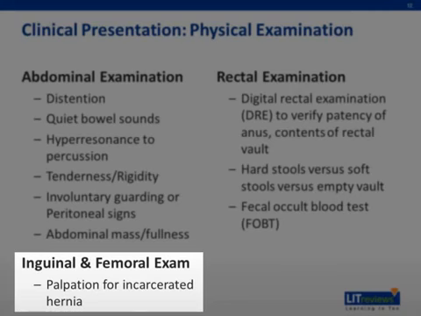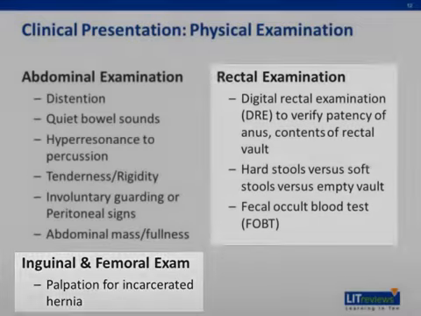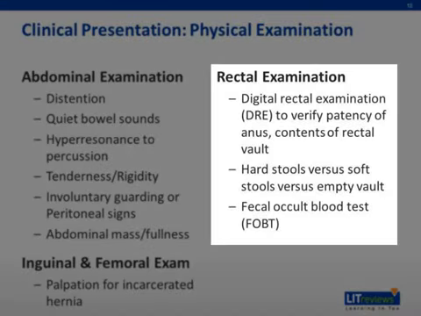Incarcerated hernias present a frequently missed cause of bowel obstruction. In particular, colonic obstruction is often caused by a left-sided inguinal hernia with the sigmoid colon incarcerated in the hernia. Perform a digital rectal examination to verify the patency of the anus in a neonate. Hard stool suggests impaction, soft stool suggests obstipation. An empty vault suggests obstruction proximal to the level that the examining finger can reach.